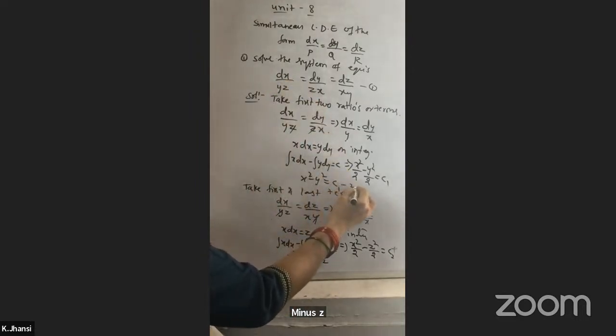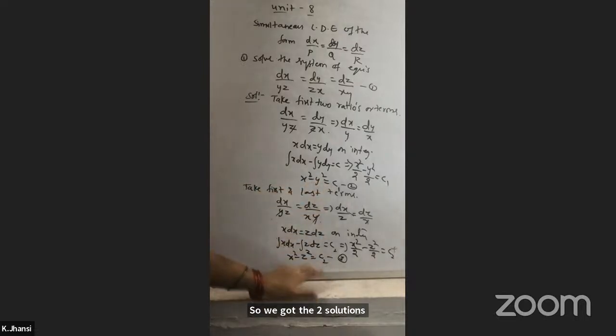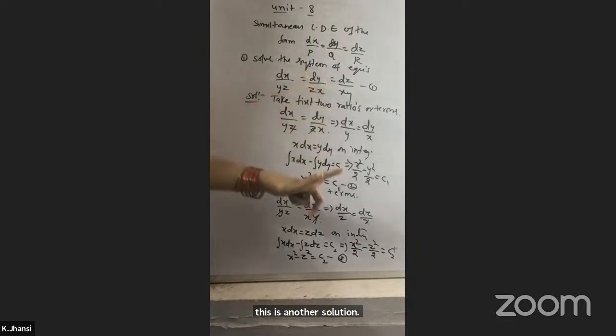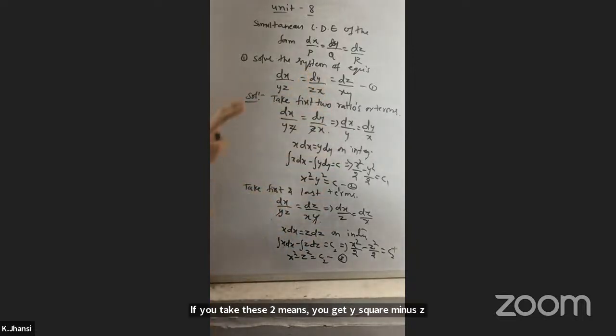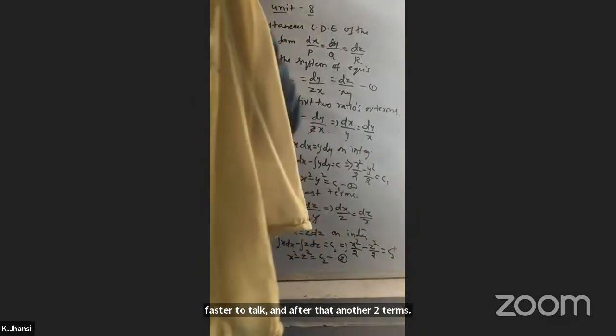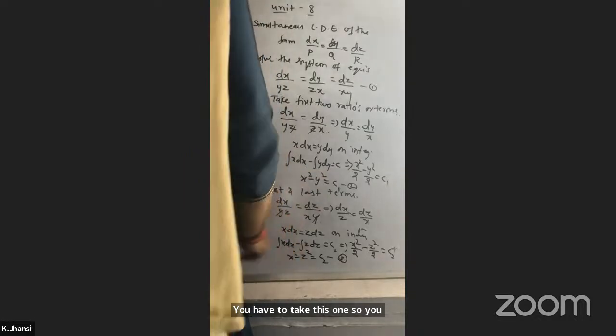Now you take this as 2 and this as 3. Okay. So we got two solutions. This is one solution and this is another solution. If you take these two means you will get y square minus z square. Okay. Anything you can take. But the thing is you have to take first two terms and after that another two terms. Actually 3 you will get, but anything you can take as you will get the answer same. Here you get y term instead of this.